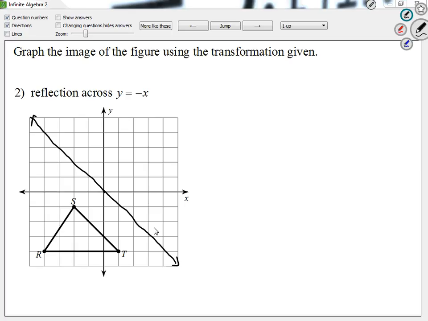So if I look at T, my distance is 1.5. So 1.5 on the other side gives me T prime. S is 1.5. So 1.5 on the other side gives me S prime. R, my spaces are 1, 2, 3, 4. So let me count 4 spaces on the other side, and I get R prime.